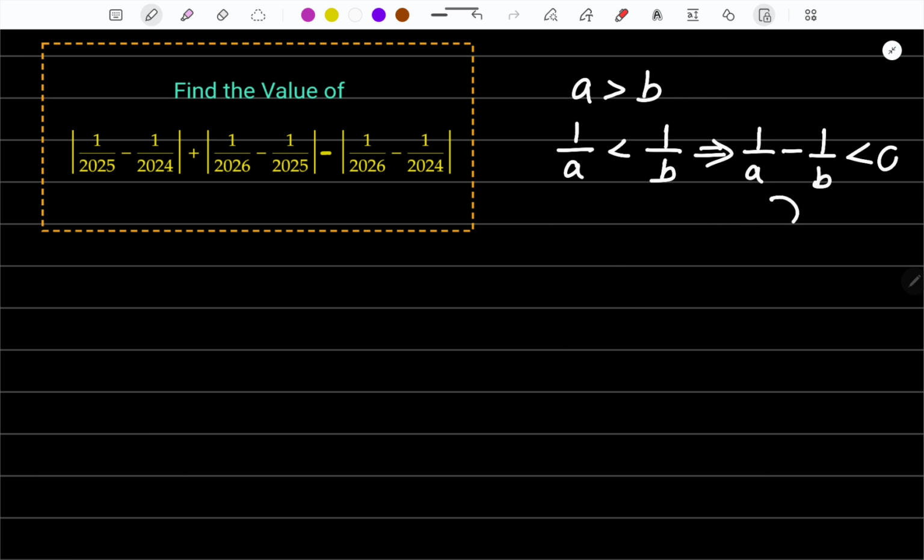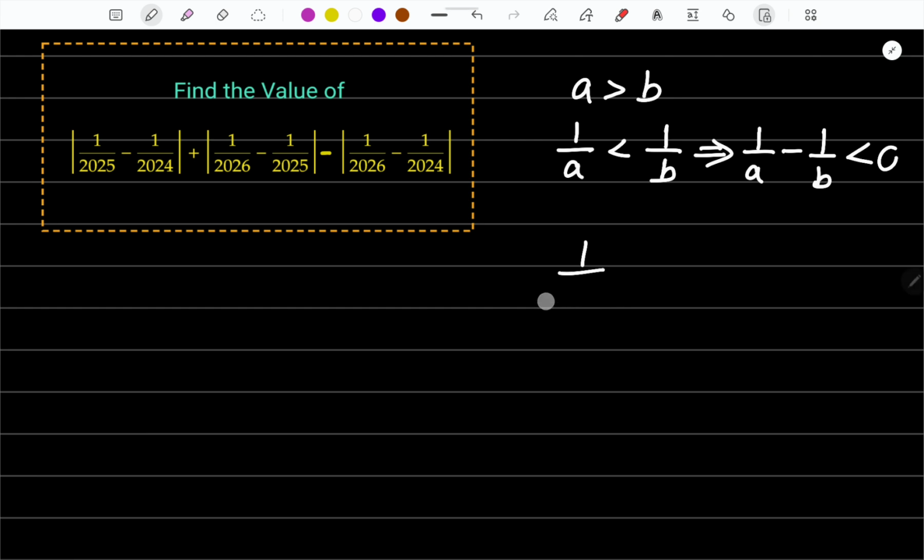Here you have to observe the denominators. Here the first denominator is greater than the second denominator, therefore its value is negative. If the first denominator is less than the second denominator, then its value is more than 0. Okay, because the value of a fraction with the same numerator will decrease if the denominator value is increasing. Suppose you have 1 by x where x is positive, if the value of x is increasing, then the value of 1 by x will decrease.